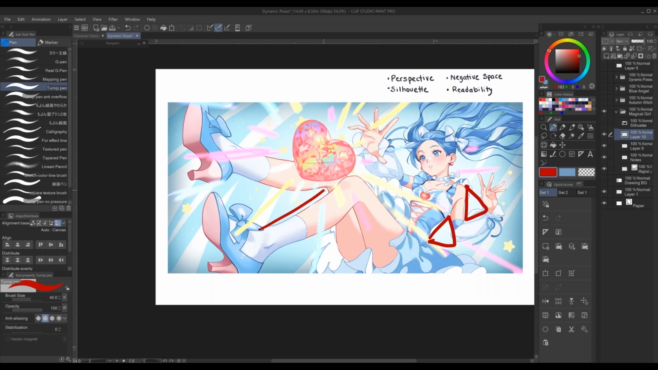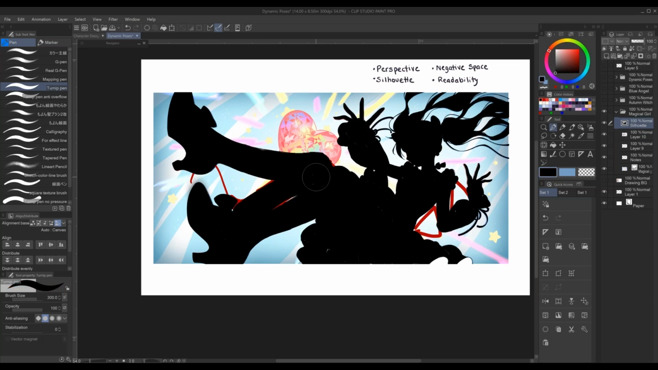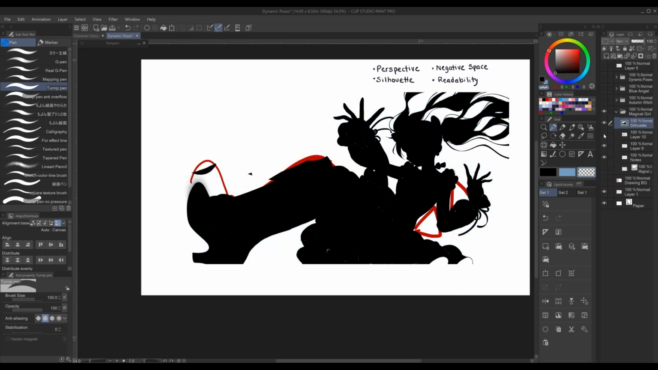We have this big triangle here, which is important because if these legs were together instead, not only would this take away a little bit of the dynamics of the pose, but it would also take away from the silhouette. Imagine if this silhouette, instead of being like this, was like this, right? It doesn't seem like a huge change, but suddenly you don't understand what this area is.